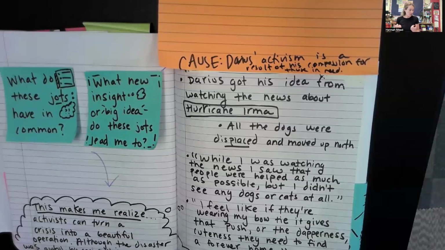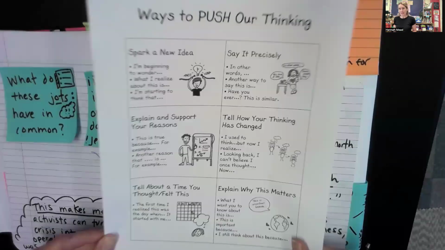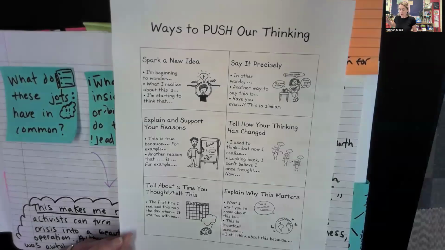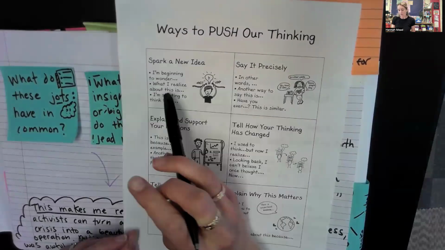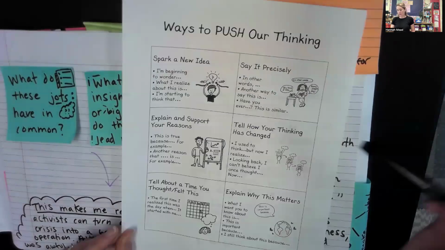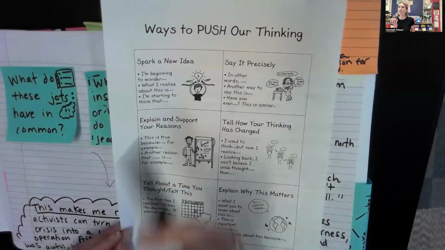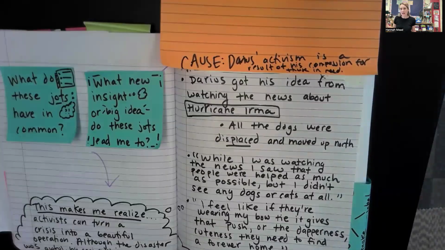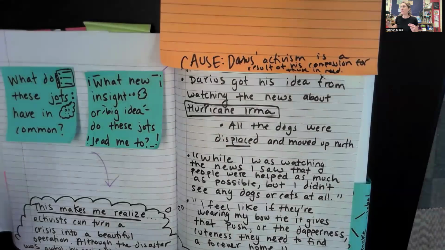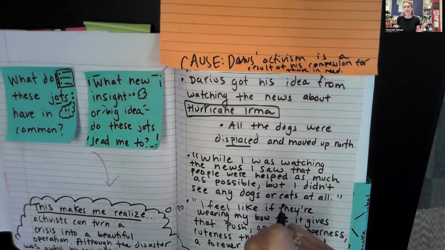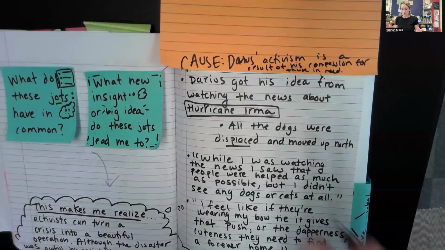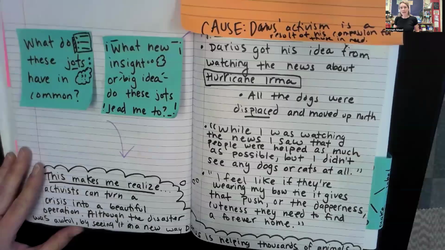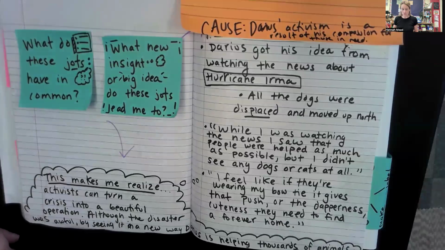With this, I always like to use some of my ways to push our thinking charts. One of those charts looks like this, if you're familiar. So if I'm going to spark a new idea, I'm going to pull from this and think, well, after looking across all these jots, what I realize is that I'm thinking beyond this page, so it's beyond Darius, thinking that oftentimes activism is somebody turning a bad situation into something beautiful.